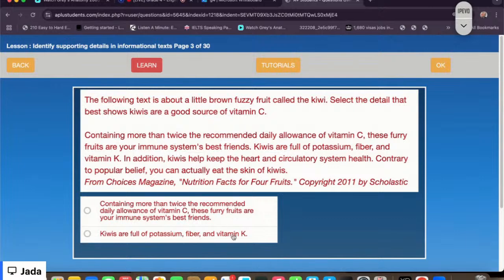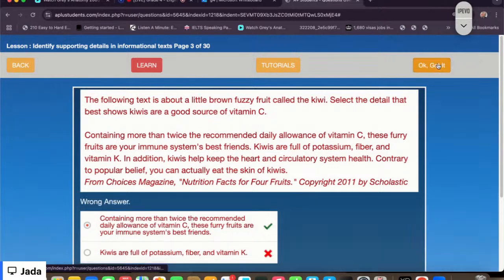So are we going with option two? So option one is actually the right one, okay? Because it says containing more than twice the recommended daily allowance of vitamin C. Right? So it says to select the detail that shows kiwis are a good source of vitamin C. Okay.